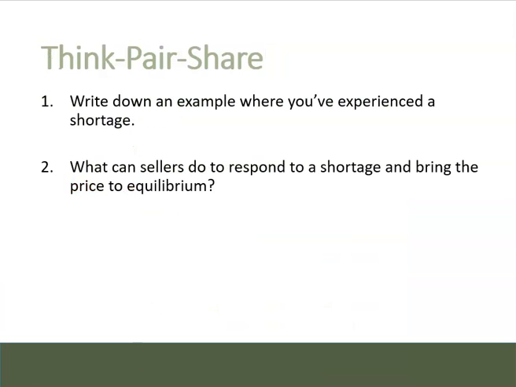Write down an example where you've experienced a shortage. And then what can sellers do to respond to a shortage and bring the price to equilibrium? Now, one great example that we can focus on, since we've seen it all firsthand, was during the pandemic, you had a shortage in certain paper products like toilet paper, Kleenex, major things like that.